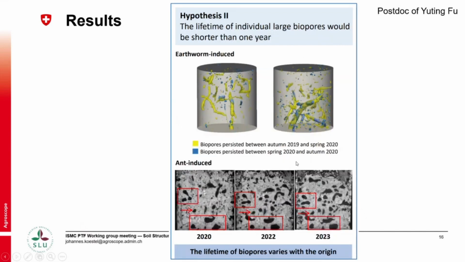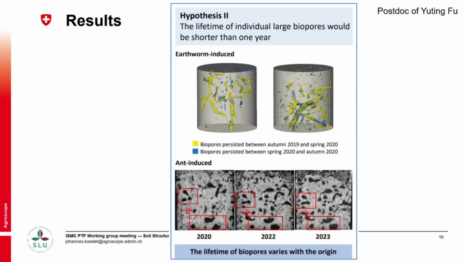Okay, next hypothesis: what is the lifetime of individual large biopores? Here you can see in yellow the biopores that persisted over the winter from 2019 to 2020. These are 2 example columns. But over the next growing season, almost all of them were reworked and did not exist anymore. There's a bit more persisting in the column on the right, but the largest part is simply restructured.